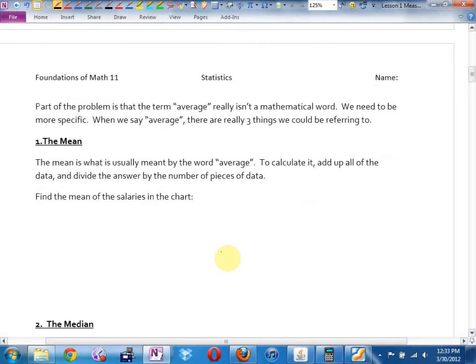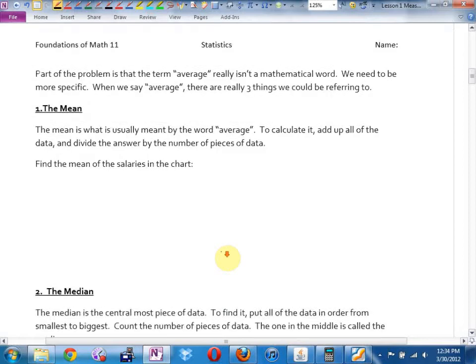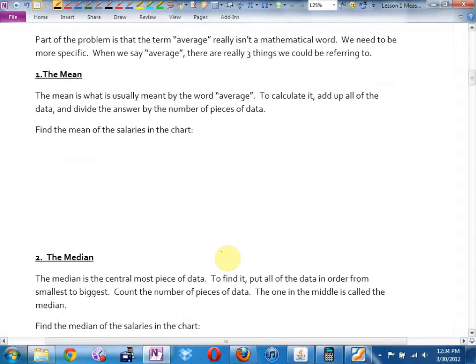Part of the problem is that the term average is not a mathematical word. We need to be more specific. When we say average, there's actually three things that we could be referring to, and unfortunately, you're going to have to memorize which one's which, but at the very, very end, I'll give you sort of a dumb, easy way to keep track of what's what. The first is the mean. The mean is what is usually meant by the word average. To calculate it, you add up all of the data and divide the answer by the number of pieces of data, like we did.